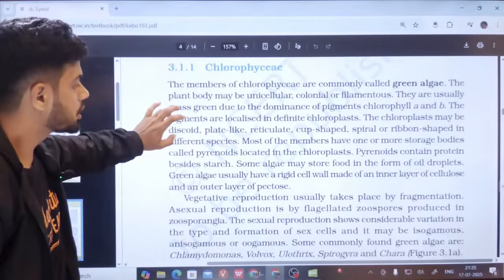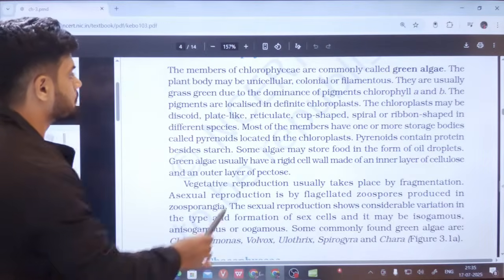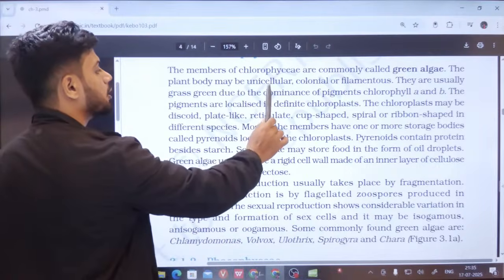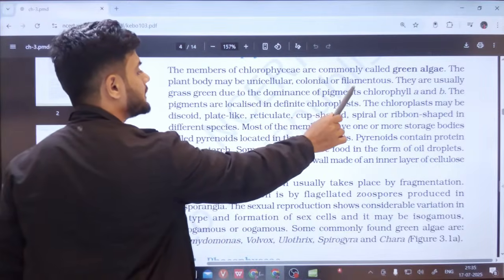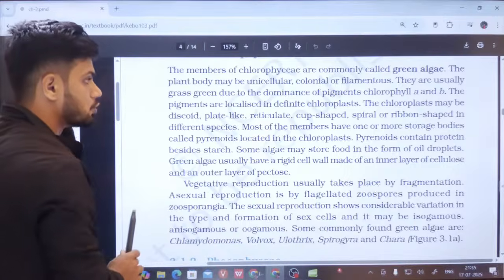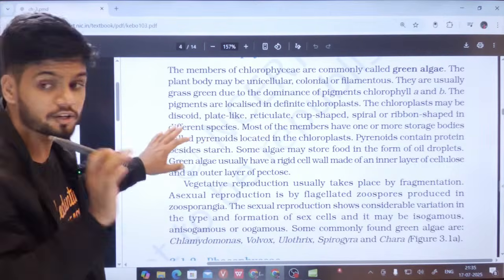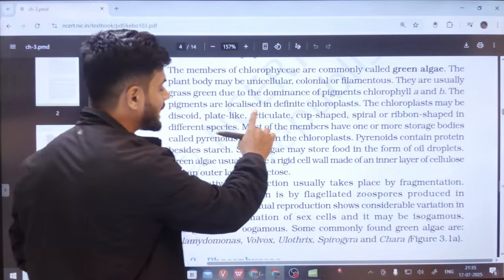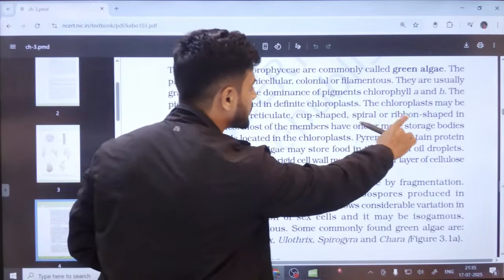Now, Chlorophyceae. Chlorophyceae are commonly called green algae. All of us know that. Unicellular, Chlamydomonas; colonial, Volvox; filamentous, Spirogyra. Now, chloroplasts may be of different shapes. I told you different shapes of chloroplast: discoid, plate-like, reticulate, cup-shaped, spiral, ribbon-shaped.